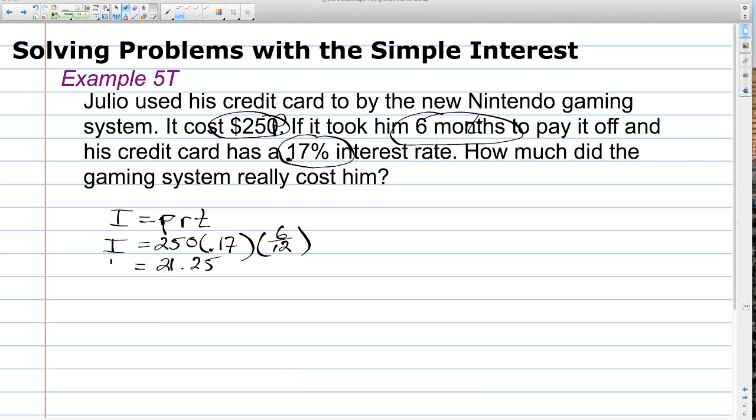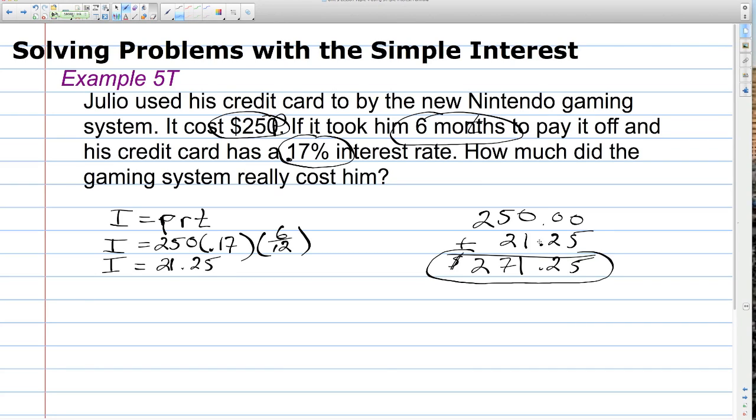$21.25. Now that's not how much he paid for the Nintendo system. That's how much interest he paid. He has to pay back the $250 plus the $21.25. So when we add these two numbers together, what that gives is $271.25. That's how much the gaming system cost him, because he put it on his credit card. He paid an additional $21.25 in interest. That's how banks make money, by charging interest on loans.